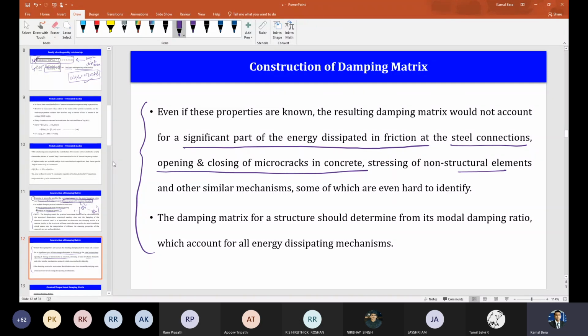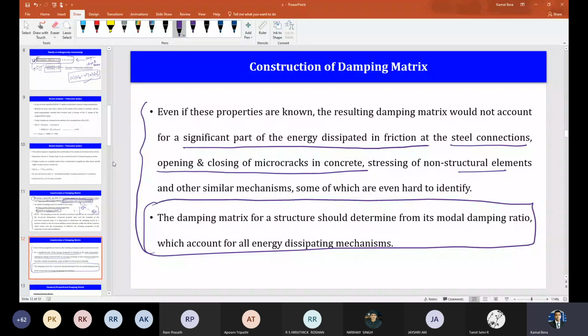If you are sure that your damping matrix is classical, then you can just use the modal damping ratio to construct the modal damping matrix and solve the ensuing equation. Okay, right? So that's why it is written here.